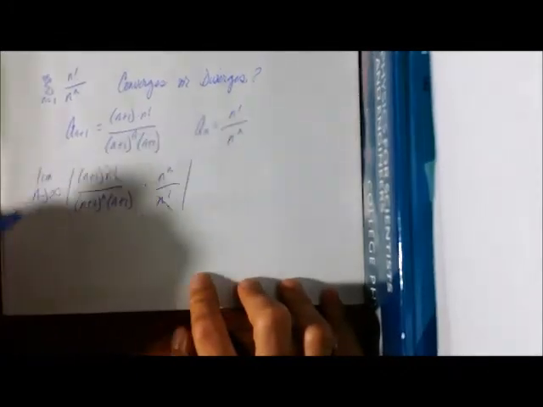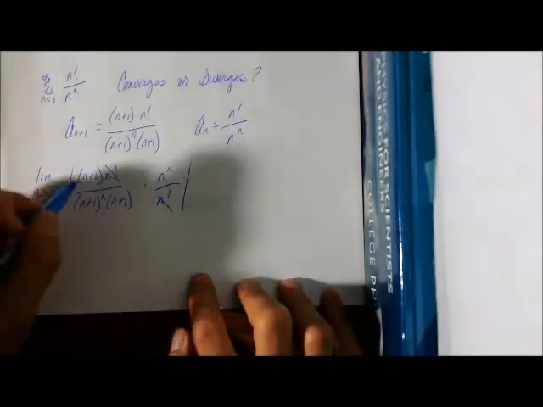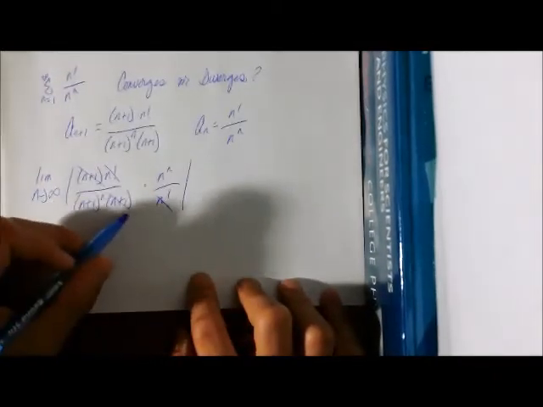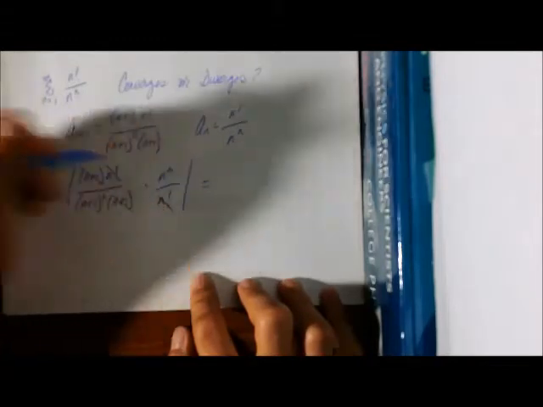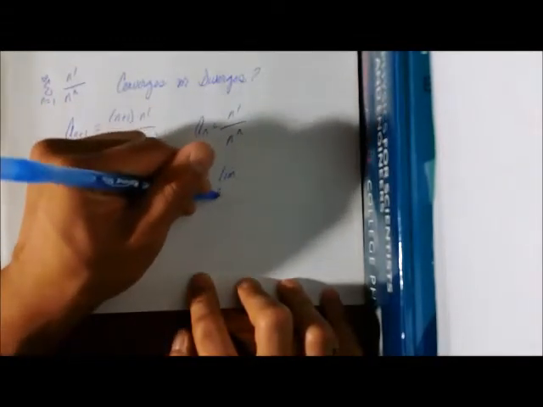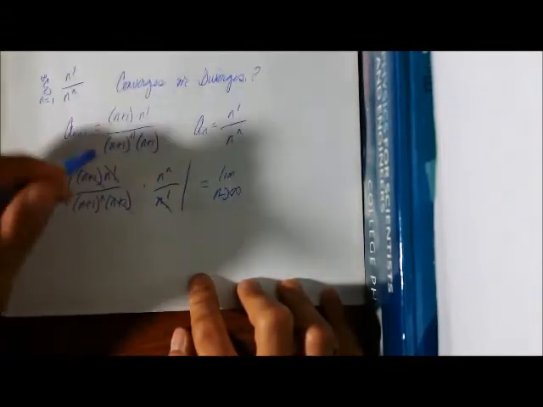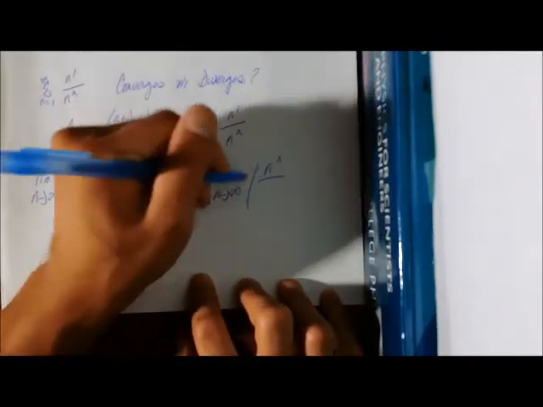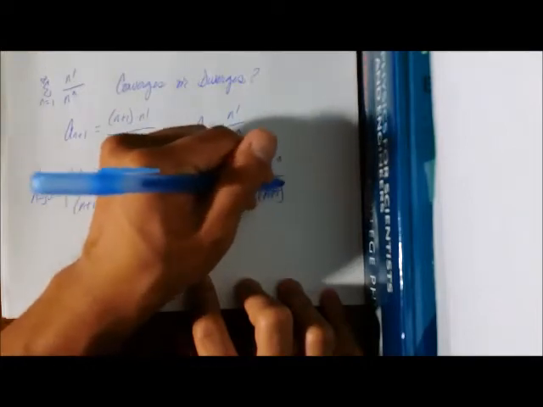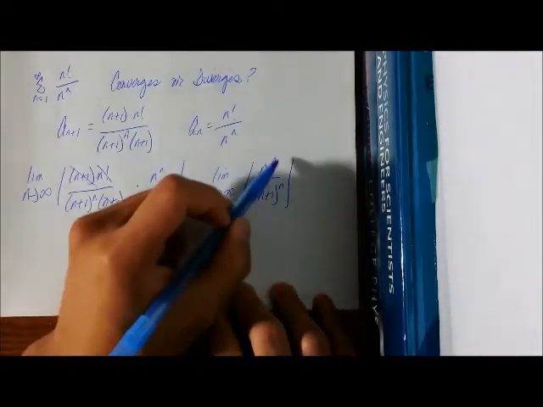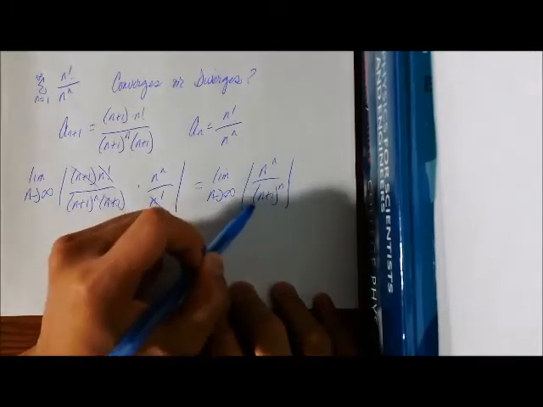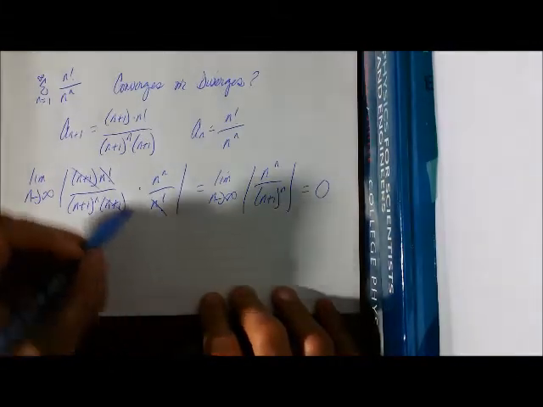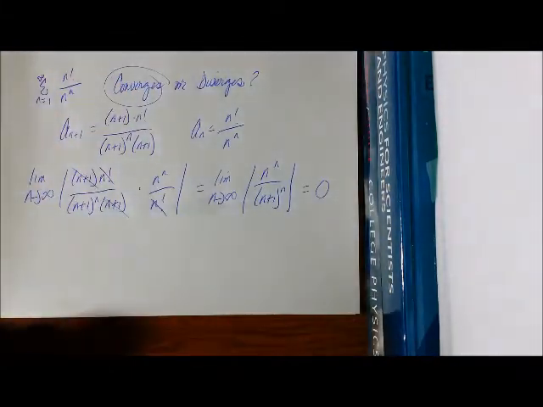As you start to cancel out, you realize that the n plus 1's cancel and they are on the same fraction instead of canceling across. This leaves you with the limit as n goes to infinity of the absolute value of n raised to the n over n plus 1 raised to the n. The bottom is always going to be 1 above the numerator, so the limit as n goes to infinity is 0 and the series converges.